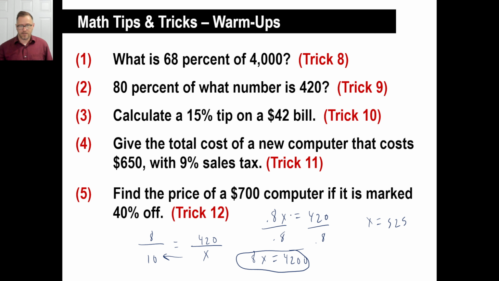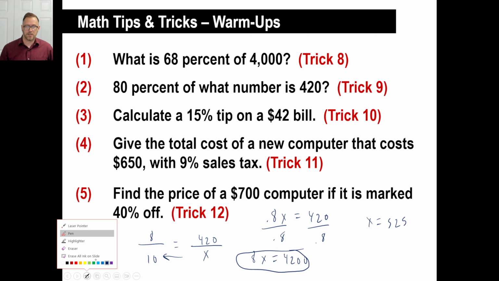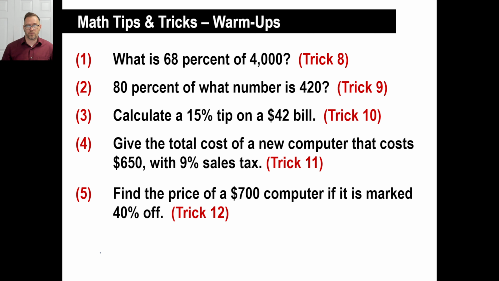Number 3, 15% tip on a $42 bill. Half of 42 is 21. 21 plus 42 is 63, $6.30. And make sure you give more than that if it's good service. So number 4, new computer that costs $650 with 9% sales tax.